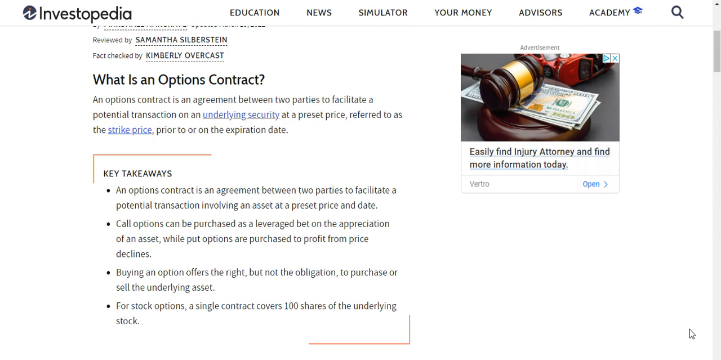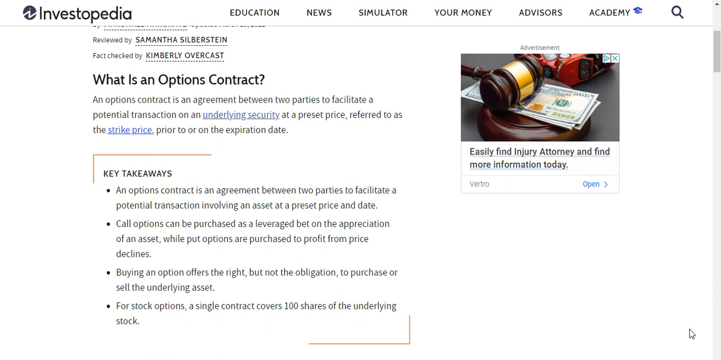You've got the expiration date. An options contract will always have an end date, and the end date is called the expiration date. You can take out an options contract that only lasts one day, but you can also take out options contracts that last a number of years. Then you've got something called the premium. The premium is basically the cost to buy the options contract, but you can also collect premium as an options seller, receiving money in order to sell an options contract. So those are the basics of an options contract.